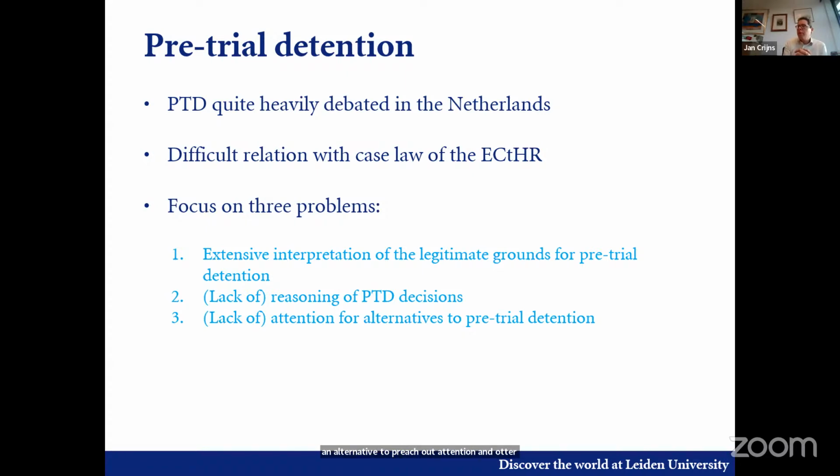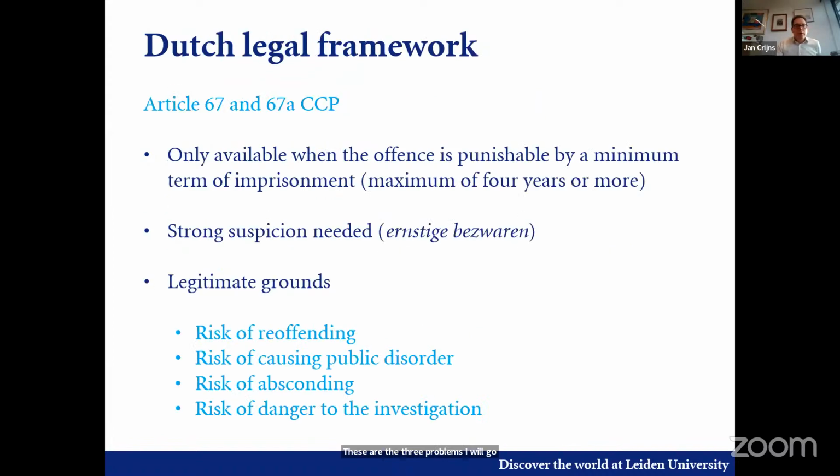Another alternative, of course, is house arrest, electronic monitoring. You can order the suspect, well, you have to stay at home for the coming weeks or the coming month, and we are going to check that by electronic monitoring. So there are alternatives to pretrial detention, but they're not very widely used in the Netherlands. So these three problems I will discuss further with you. First, I look at the legal framework of pretrial detention.